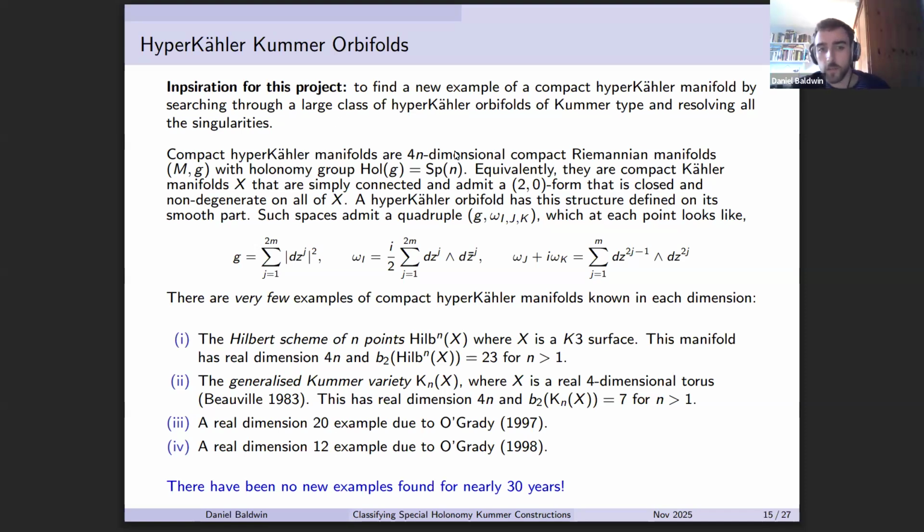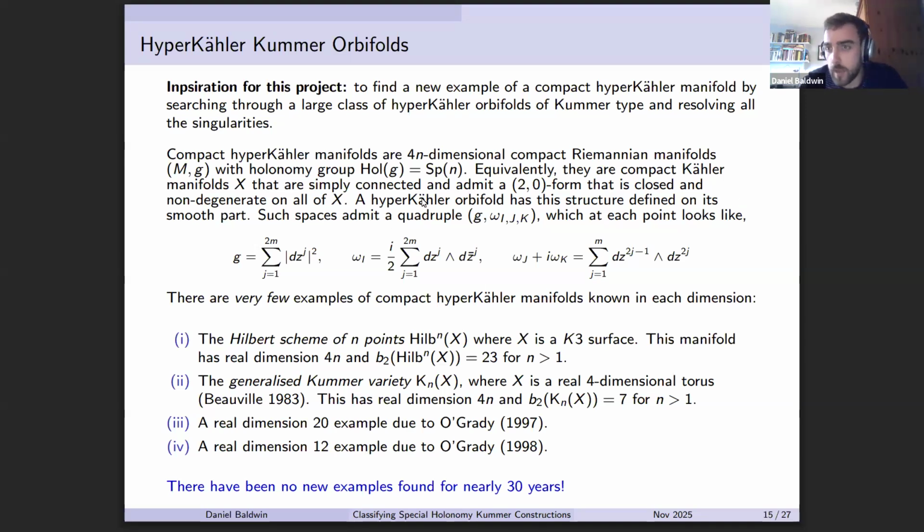A compact hyperKähler manifold is a 4n-dimensional compact Riemannian manifold whose holonomy group is Sp(n). Equivalently, they can be viewed as compact Kähler manifolds that are simply connected and admit a holomorphic 2-form that's closed and non-degenerate on all of X. And a hyperKähler orbifold just has this structure defined on its smooth part.